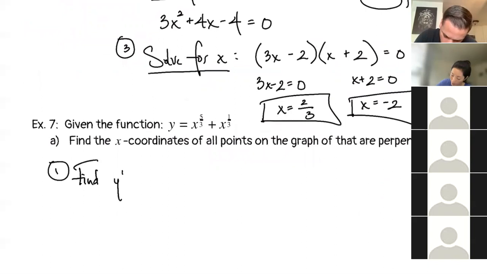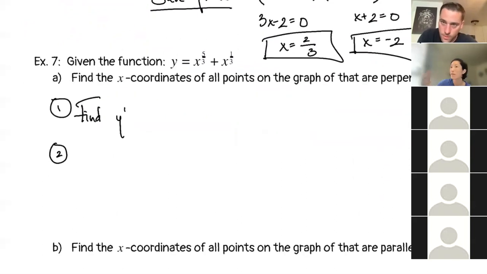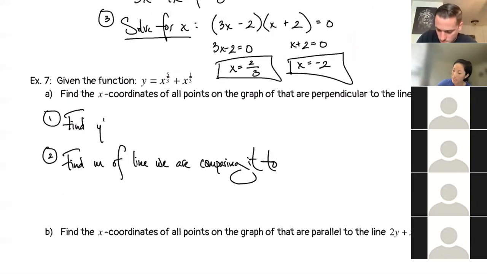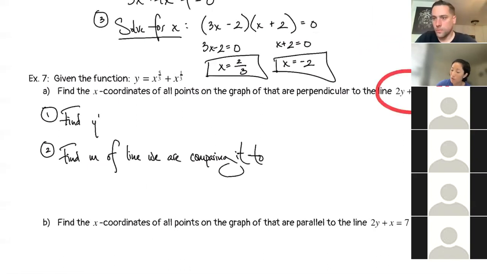So find y prime. We might actually want to call this a second step. I'll leave that up to you. Find the slope of the line we are comparing it to. So in this case, that would be the slope of this line, okay?